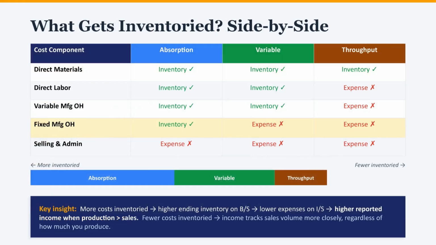This slide offers a clear comparison of 3 costing methods: absorption, variable, and throughput, showing how each method treats cost components such as direct materials, direct labor, and manufacturing overhead. Moving from left to right, fewer costs are inventoried. This means less cost sits on the balance sheet as an asset, and more cost hits the income statement immediately. When production exceeds sales, absorption costing defers the most cost to future periods, resulting in the highest reported income, while throughput costing defers the least, resulting in the lowest reported income.